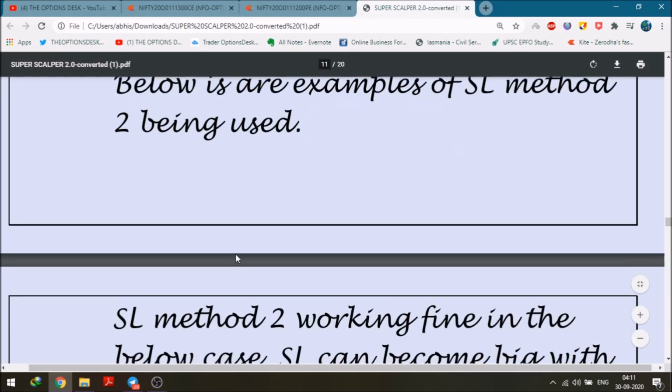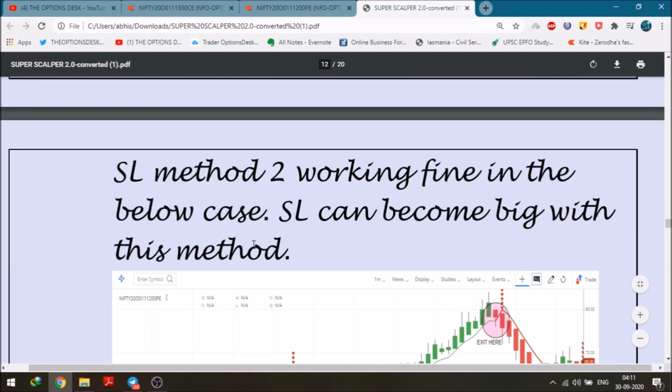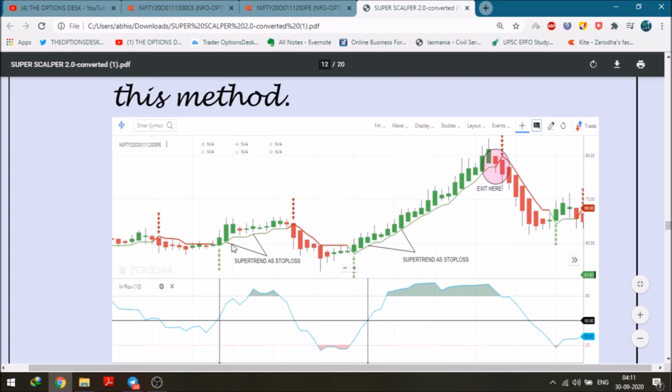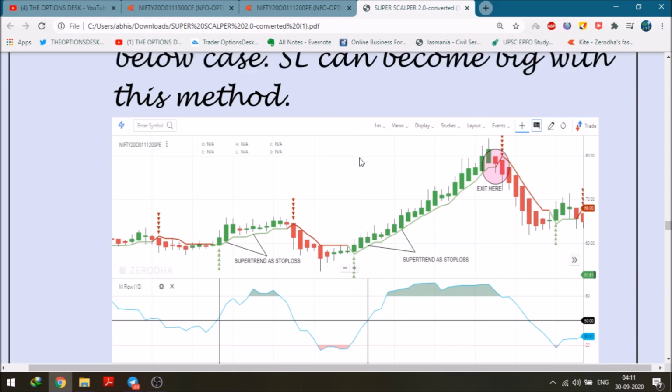This is SL method 2. SL method 2 working fine in both the cases. SL can become big with this method. Okay, so see the stop loss, the Super Trend candlestick, and as the stop loss was this, either it got hit at this particular point, or if I waited for the trend to change, it got hit at this particular point, that is at around 60. I entered at around 62 and it got hit around 60 or 59. So the stop loss can be a bit big if the moves come very sharply. Okay, so that is the point.